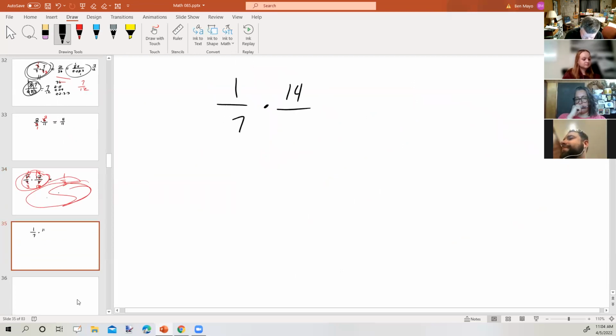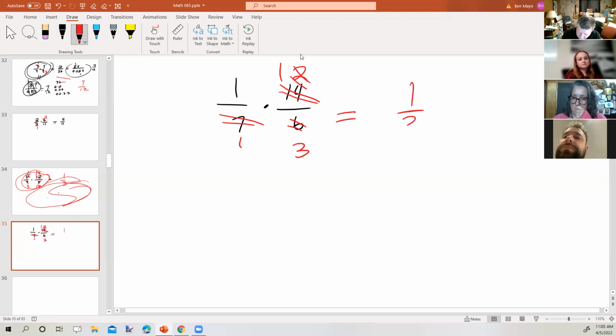1/7 times 14 over 6. Okay, I could reduce 14 over 7, or I could reduce 14 over 6. Either way, but one has to be in the numerator and one has to be in the denominator. Okay, how about this? 14 over 7 reduces to 2 over 1. Oh, but 2 over 6 reduces to 1 over 3. So once again, I get 1/3. Final answer. All right with that?